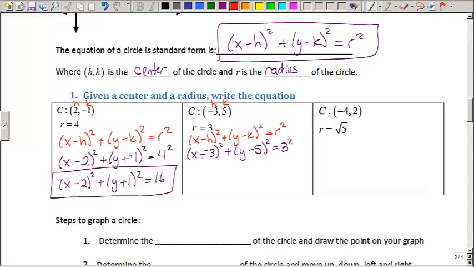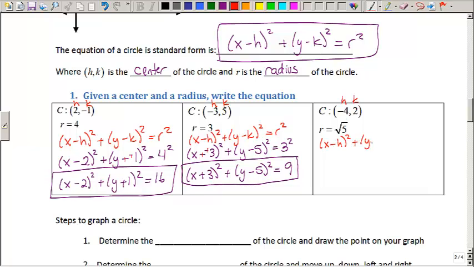When I take the x minus a -3, that's really adding a +3. So I have x plus 3 squared plus y minus 5 squared equals 3 squared, but 3 squared is 9. And that is my equation of this circle with the center -3, 5 and a radius of 3 in the standard form. The last problem, I'm given an h, k, and this time my radius is the square root of 5. May look a little bit more difficult, but it's no harder than the others.